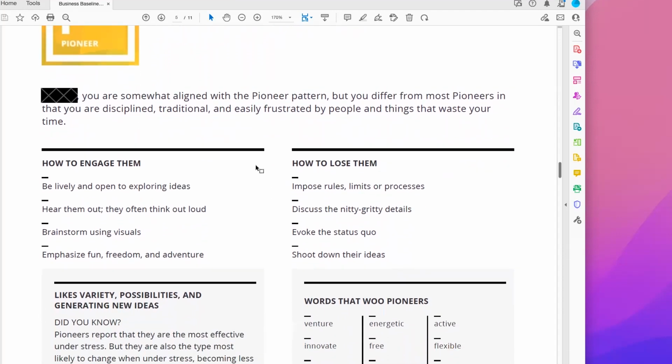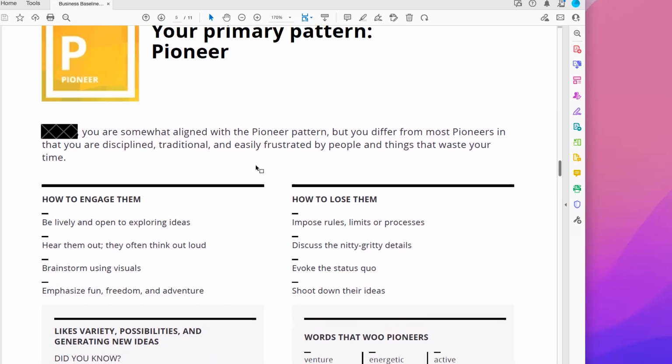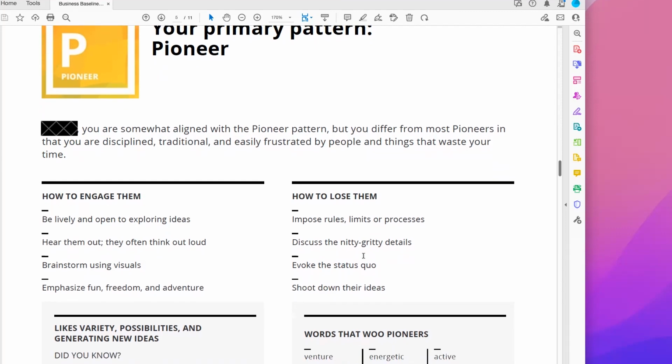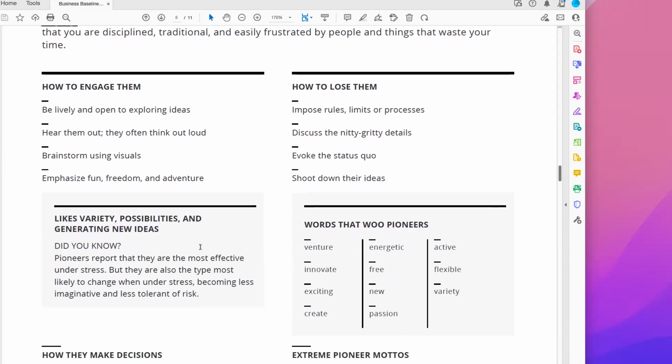So how do I engage them? You mean, how do I engage a pioneer? So be lively and open to exploring ideas. Yes, hear them out. If this is my report, it's talking about me, this needs to speak to me. So how you like to be engaged, how you lose interest, improv, likes variety.